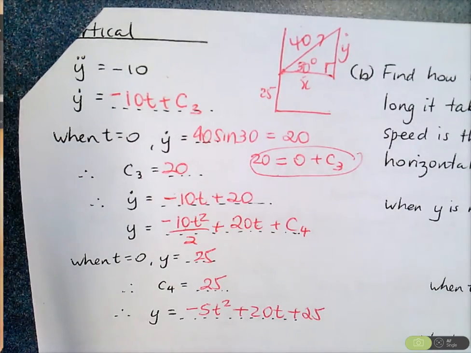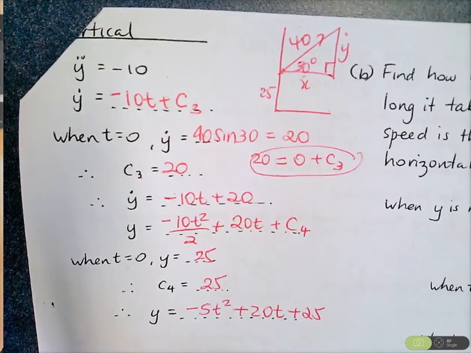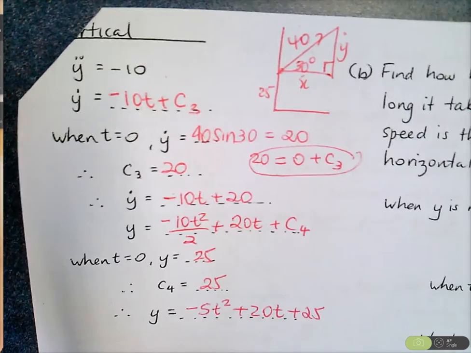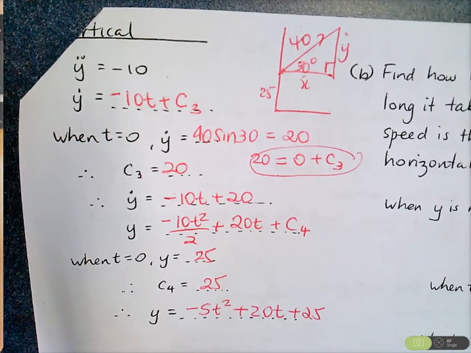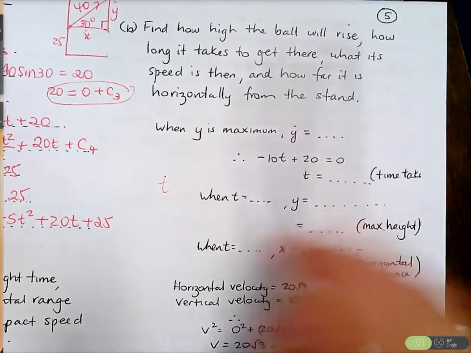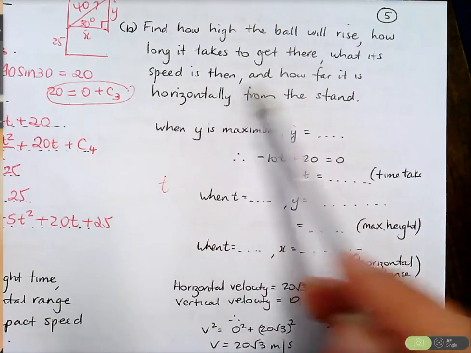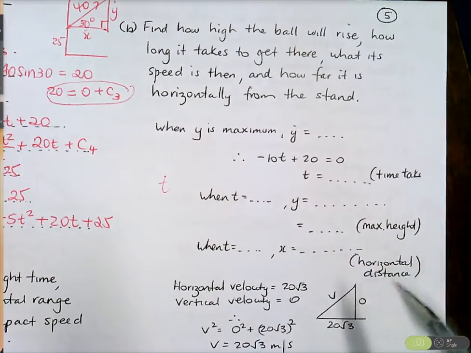It's just that if you're answering other questions later and you take it as the origin, you're going to have to go into the negatives when it hits the ground, and I'd rather not do that. I'd rather put the particle where it is. All right? T's for time. The question is, find how high the ball will rise and how long it takes to get there, and what is its speed then, and how far is it horizontally from the stand.